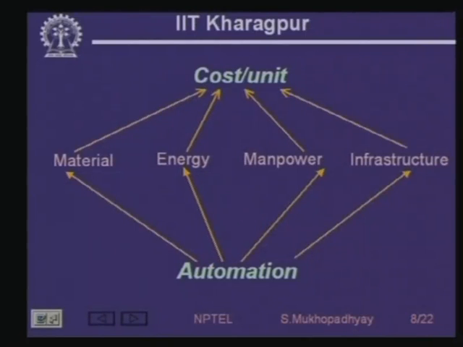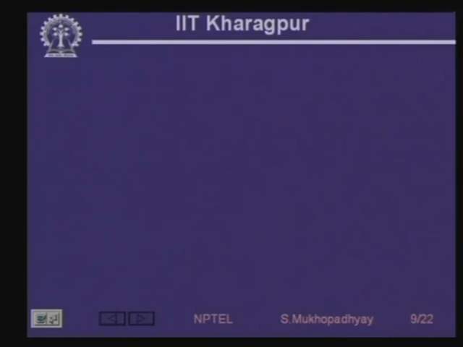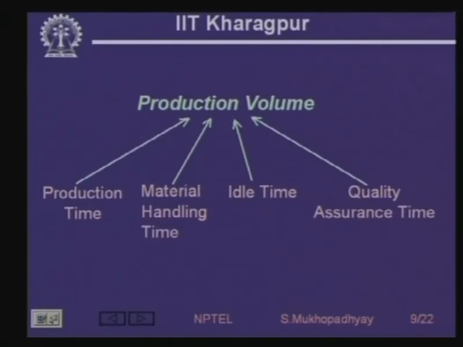So, you see that using automation one can cut down costs in various ways. Now, let us come to production volume. How do you increase production volume? Assuming that you have enough material, enough manpower, and enough demand so that you can produce to the extent that you really can, automation will enhance production volume for several reasons.